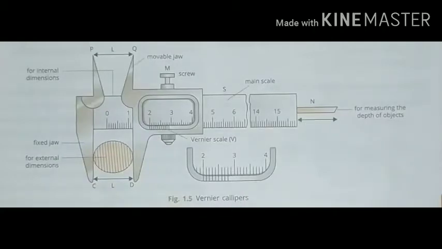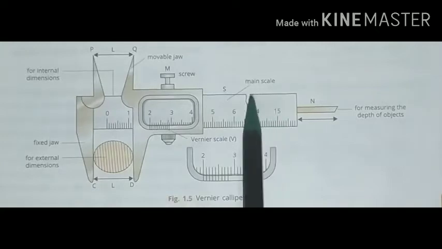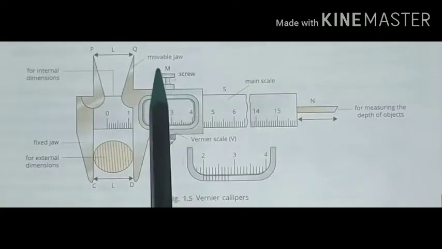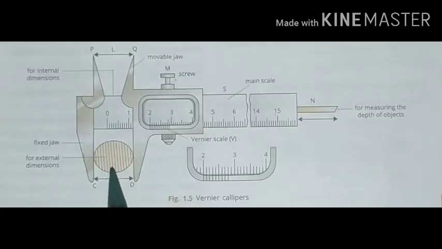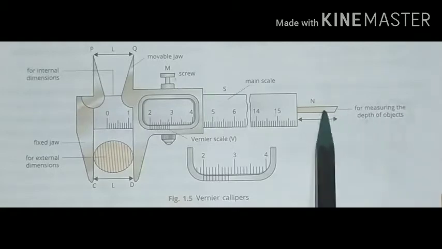This is the vernier scale, the main scale, the screw, and the movable jaw. The fixed jaw is for external dimensions. For measuring the depth of the object, we use this strip.